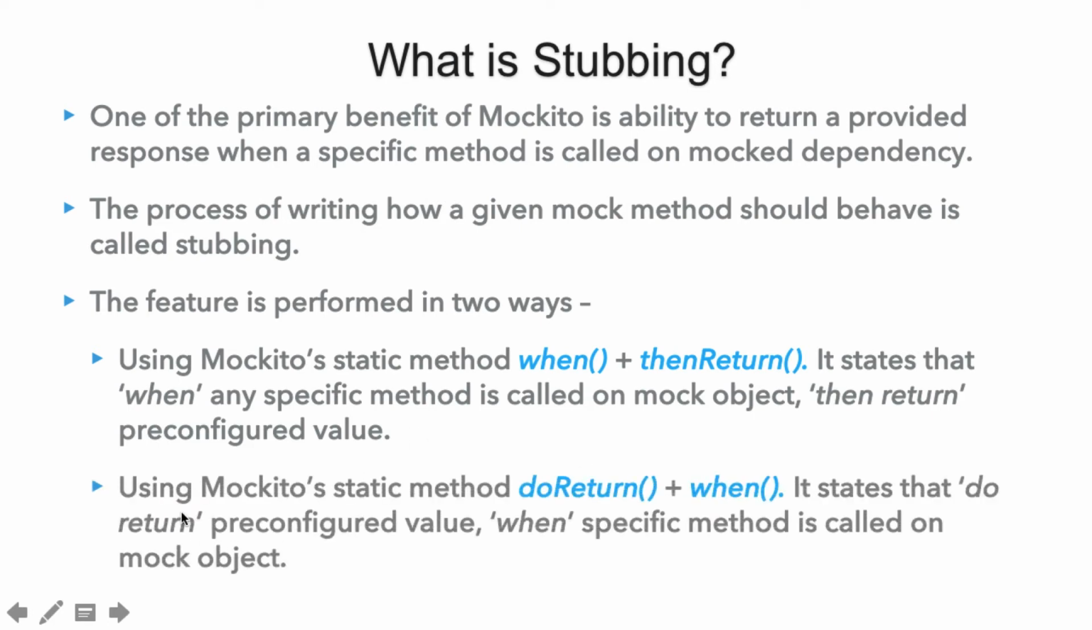The second way is using Mockito's static method doReturn plus when. This approach also provides good readability. It states that doReturn a pre-configured value when a specific method is called on the mock object. Here the chaining of operations does the stubbing for us. In our upcoming lectures, we will see the demonstration of both of these approaches.